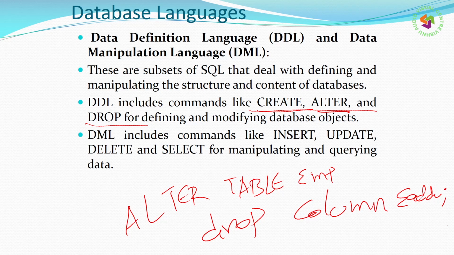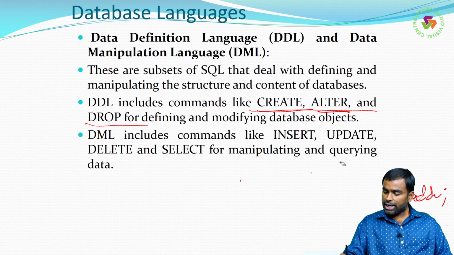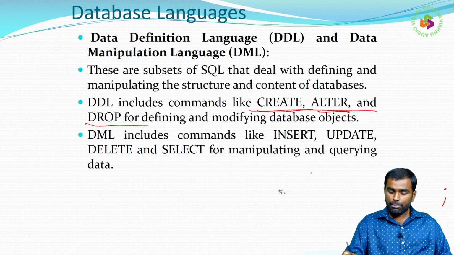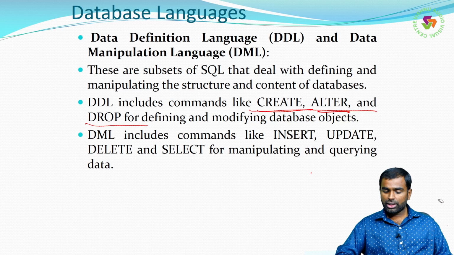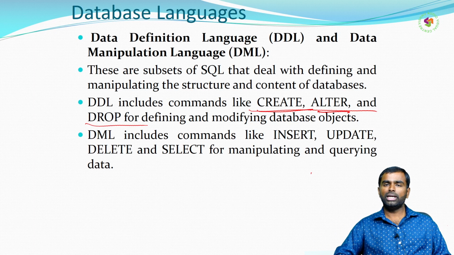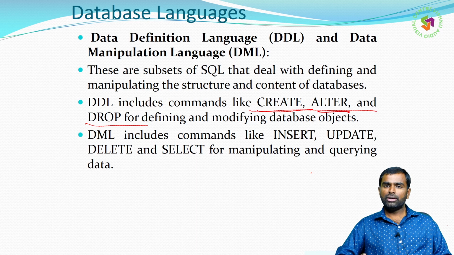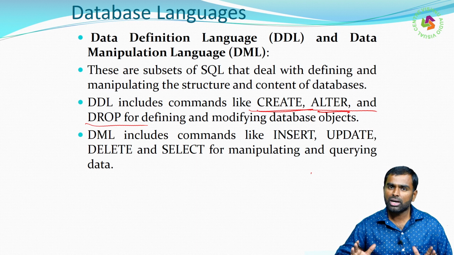In the same way, alter command can be used to delete the columns. Any number of columns you want to delete from the table, you can delete easily using this command. Next, drop. So drop is nothing but removing the data from the table permanently. Drop table, table name. That is completely removing the table, and the structure of the table can also be deleted from the system.